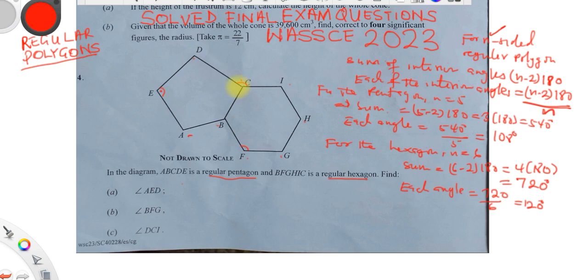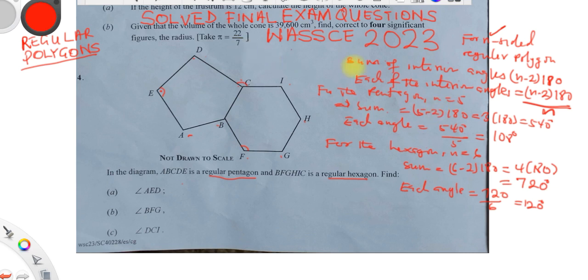Each of the interior angles is 108 degrees. This is the pentagon, a 5-sided regular polygon. So each of the interior angles is what? 108 degrees. And this is the hexagon, and each of the interior angles is given by what? 120 degrees. Mind you that we said that the sum is given by n minus 2.